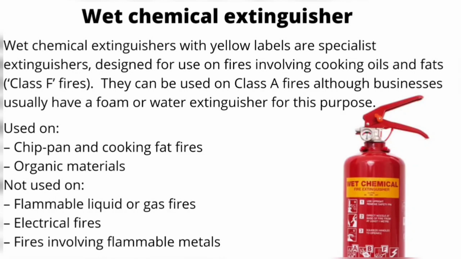Wet chemical extinguishers. Wet chemical extinguishers with yellow labels are specialist extinguishers, designed for use on fires involving cooking oils and fats, Class F fires. They can be used on Class A fires, although businesses usually have a foam or water extinguisher for this purpose.